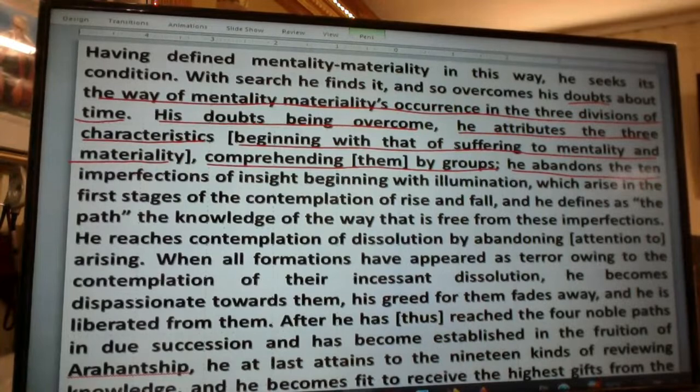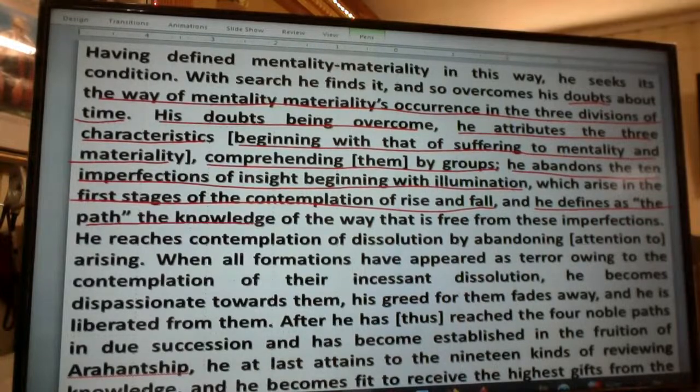He abandons the ten imperfections of insight wisdom, beginning with illumination. Illumination is obhasa; obhasa, piti, passaddhi, like this. That kind of imperfection of Vipassana arises in the first stage of contemplating rise and fall, arising and disappearing. He defines as the path the knowledge that is free from these imperfections. Then he reaches contemplation of dissolution, disappearing.